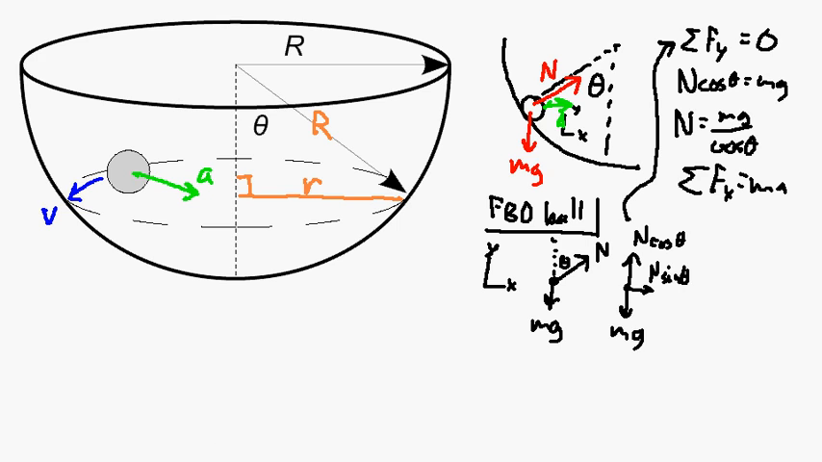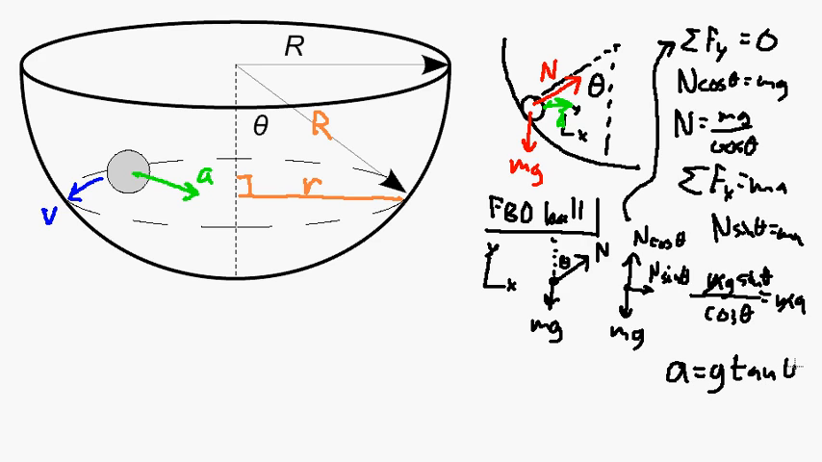Okay, so let's finish that off then. Sum of forces in the x direction is ma, which means N sine theta equals ma, which means mg sine theta over cosine theta equals ma. Cancel the m's, of course, sine over cosine becomes tangent, and a equals g tangent theta. Okay, so easy enough, right? So a equals g tangent theta. What else is a equal to? a is equal to v squared over r. Anytime an object is going in a circle, the acceleration is v squared over r. So v squared over r equals g tangent theta.